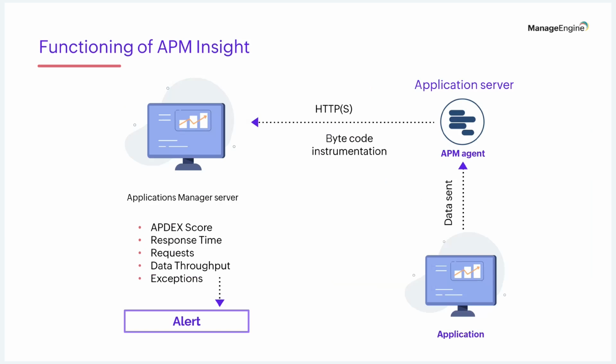Now let's see how the APM Insight functions. Application Performance Monitoring Insight is an add-on feature that uses an agent for monitoring the application. The initial step involves deploying the agent onto the servers where the applications are running. These agents are responsible for gathering the performance data and transmitting it to the Applications Manager for analysis. The agent within the application server utilizes bytecode instrumentation technology to track individual user transactions as they navigate the application step by step. Then it sends this transaction data to the Applications Manager at a fixed time interval.